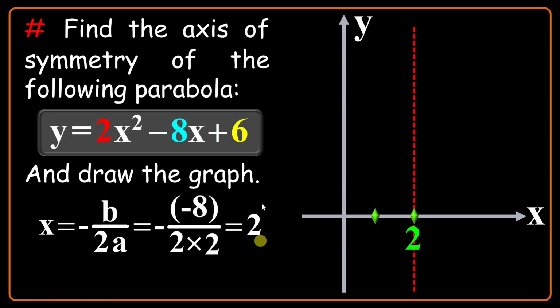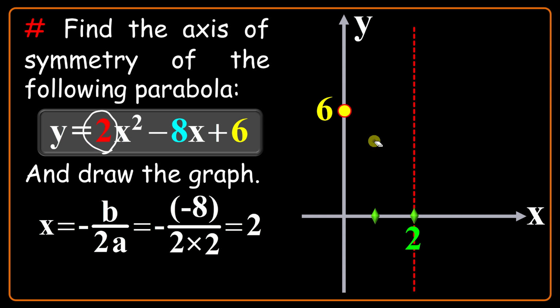How to draw the graph? It's very easy. You remember the approach was CBA. I start from C. C is the vertical intercept. It's positive, so it's positive 6. And negative 8 indicates the parabola will go down when it crosses the vertical axis. It's something like this, descending here. And about 2, a is positive, so it will be concave up, opening up.